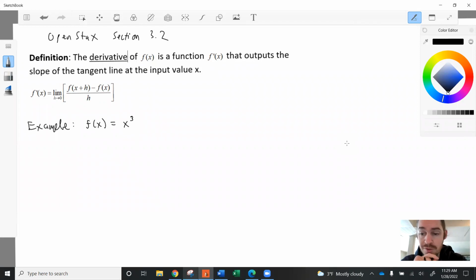The derivative of a function f of x is another function called f prime of x. So this would be a new function. f is one function, f prime is a separate function. They're related, they're not the same thing. And this new function outputs the slope of the tangent line to f at the input value x. So f prime is related to f. It's just a new function, and if you give it an input, then it spits out the slope of a tangent line for the original function that it is the derivative of.